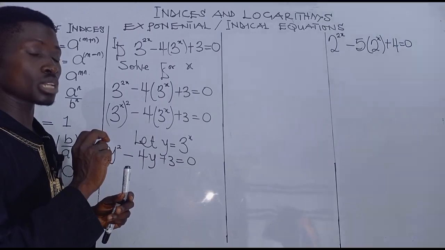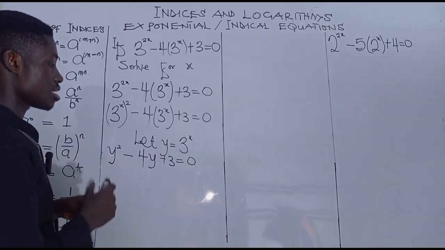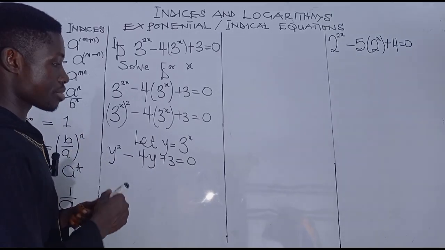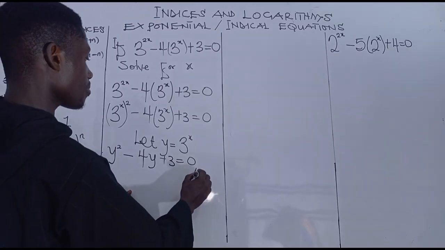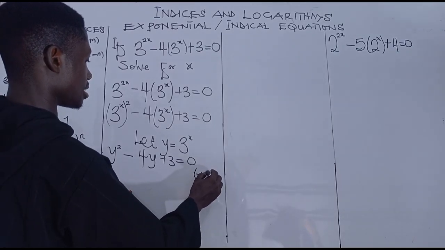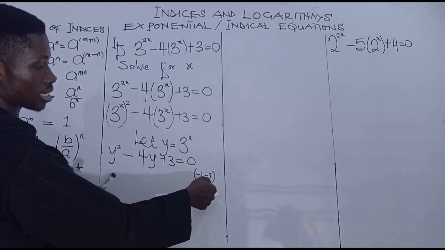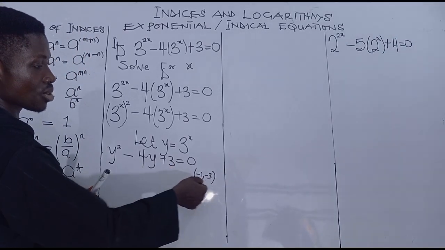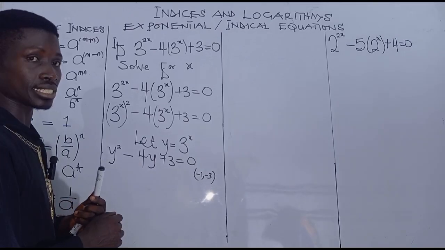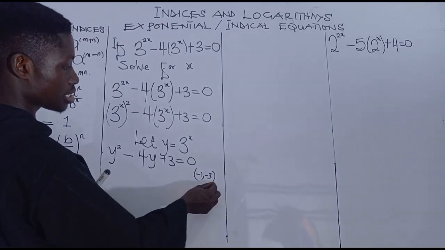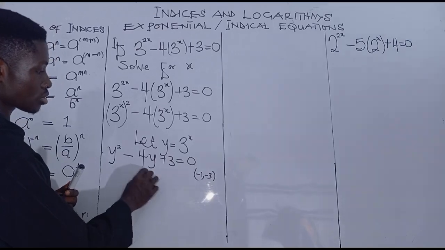That when we sum these two numbers, it is going to give us what? Minus 4. And these numbers are minus 1 and then minus 3, because minus 1 times minus 3 gives us positive 3. When we sum them, we are getting minus 4. So we are going to substitute these numbers in place of what?